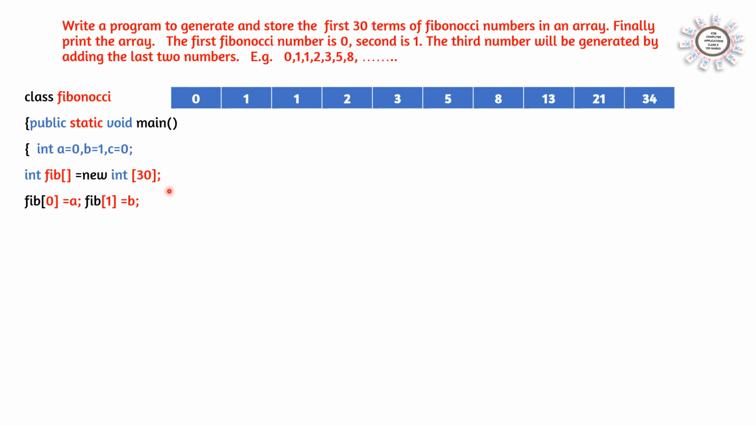And before starting the loop, store the first number and the second number. The first number will be stored in the 0 position, f 0, and the second number will be stored in the first position, f 1. So the first two numbers are stored in the 0 and first position. And now 28 numbers are remaining.